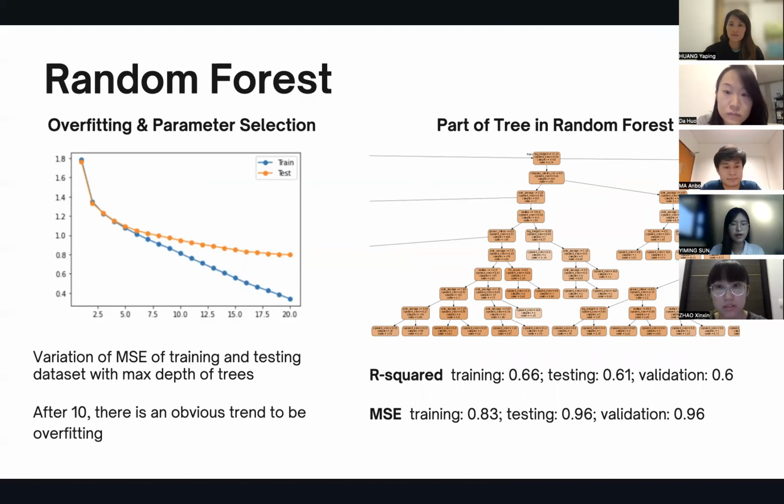It shows that there is an obvious trend to become overfitting when the tree depth exceeds 10. So we selected 10 as the max tree depth. And the R-square for training, testing, and validation are higher than 60%, which means it performs better than the multilinear regression model.